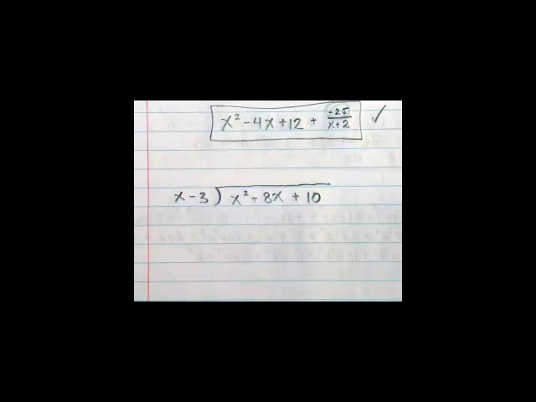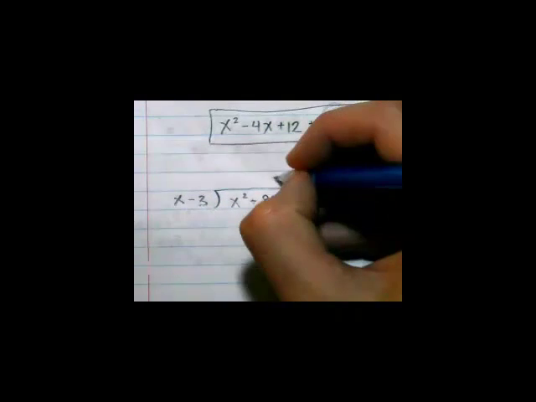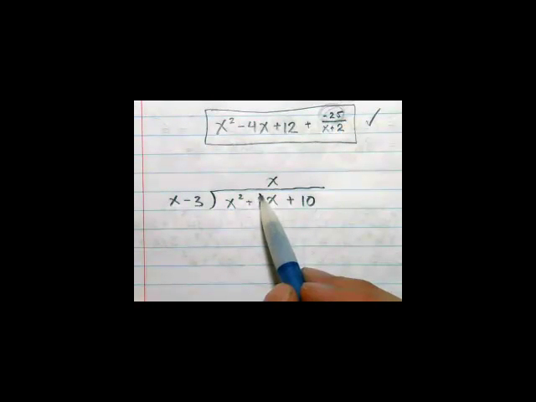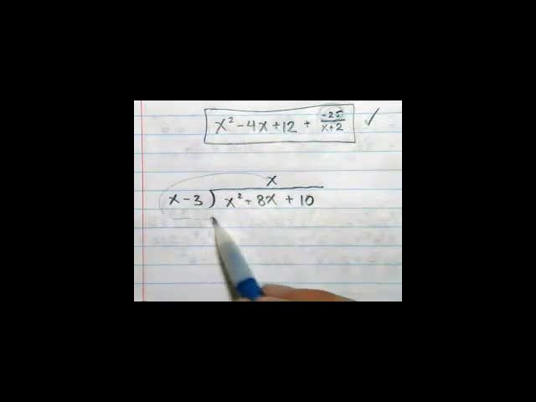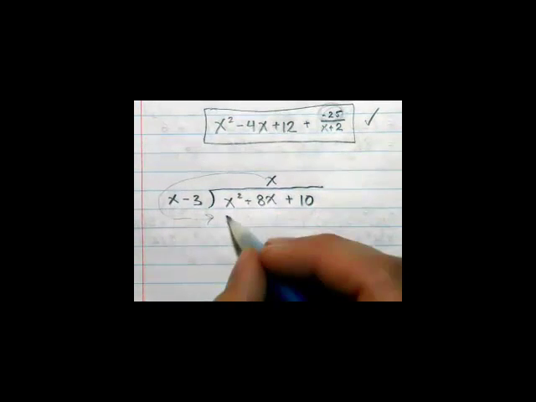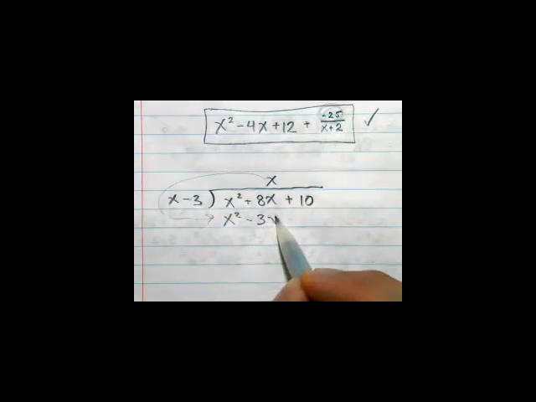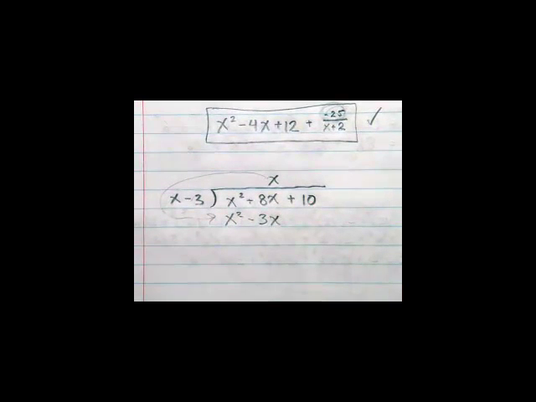x. The first question you ask yourself is, what times x do you need to get x squared? x. And now what do I do with this x after I got it here? You multiply it around like this, right? x times x, x squared, and x times negative 3, minus 3x. And then you take that whole thing that you just got, and you subtract it, right?